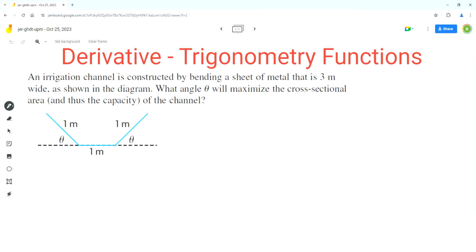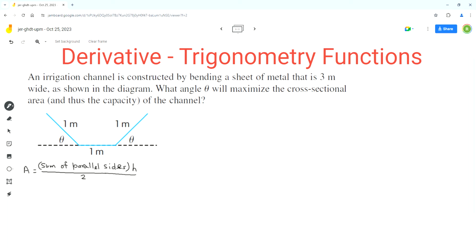The formula for the area of a trapezoid is the sum of the parallel sides, times the height of the trapezoid, divided by 2.